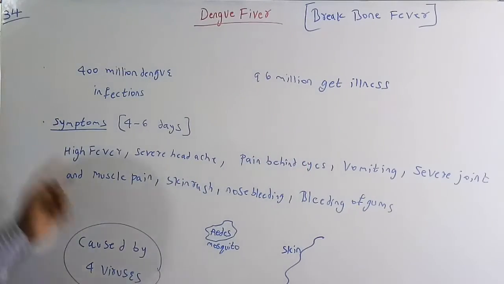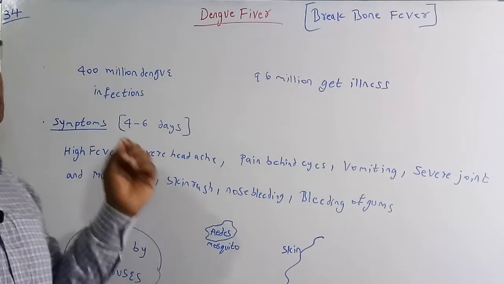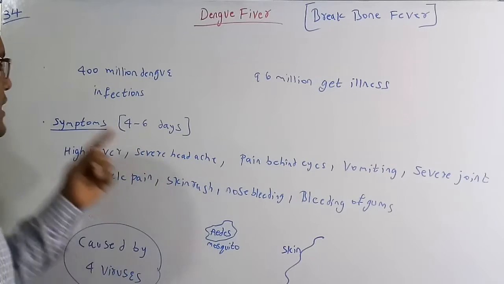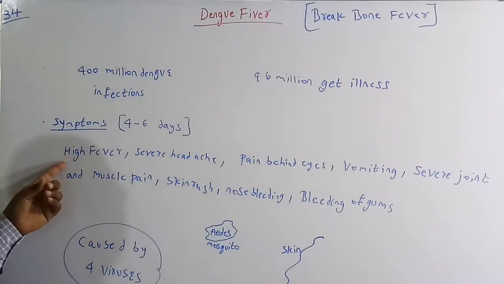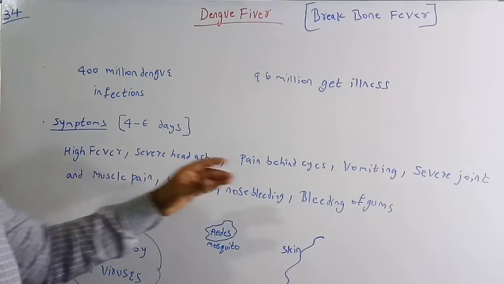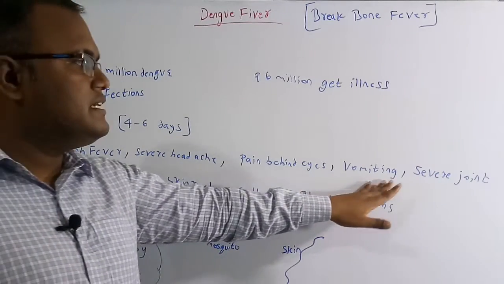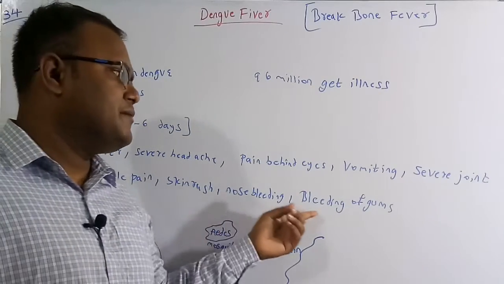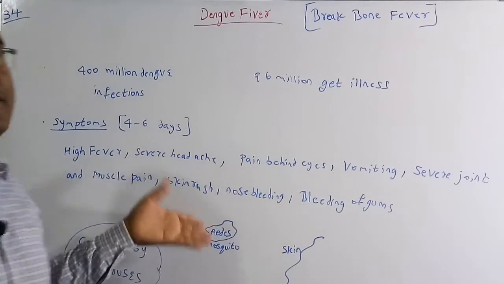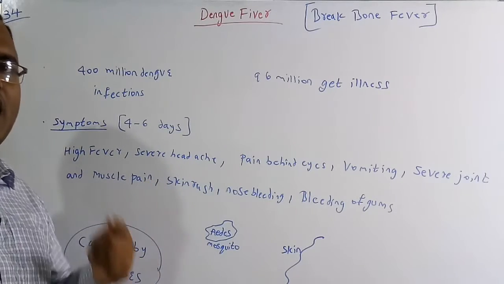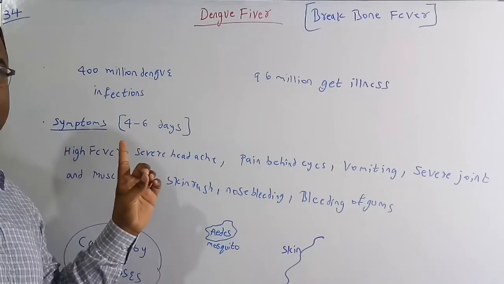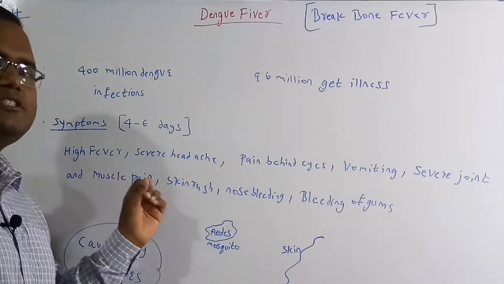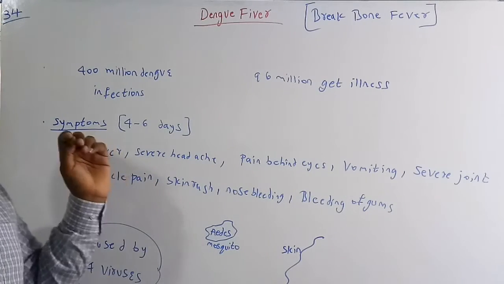So here are the symptoms. After 4 to 6 days of the infection, the symptoms of dengue fever are high fever, severe headache, pain behind the eyes, vomiting, severe joint and muscle pain, skin rash, nose bleeding, and bleeding of the gums. These are the symptoms a person is going to face after 4 to 6 days of infection. If you are getting these symptoms, it means the person is affected by dengue fever.